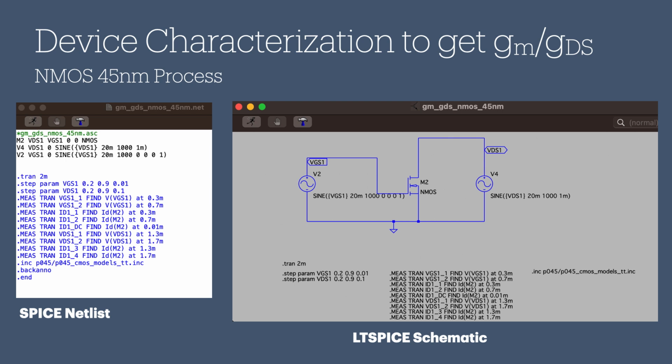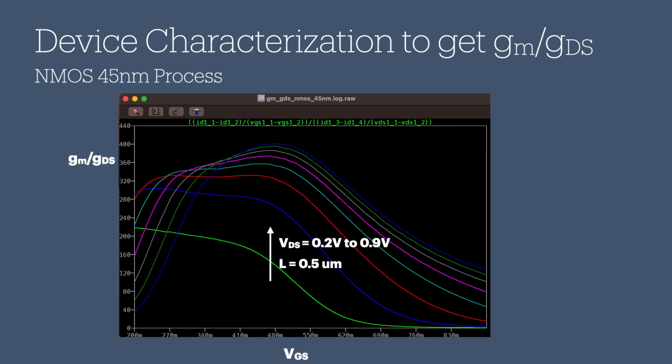This is the LTspice netlist code and schematic to obtain GM over GDS, while sweeping the DC voltages VDS and VGS of a 45 nanometer NMOS. This is GM over GDS while sweeping VGS and VDS. The length here is maintained at 0.5 microns, and the source-to-body voltage VSB is set to 0 for simplicity.